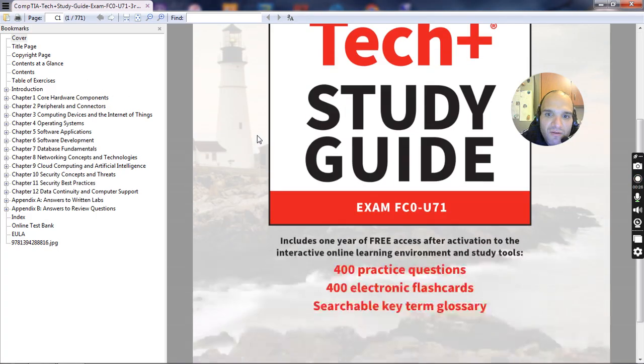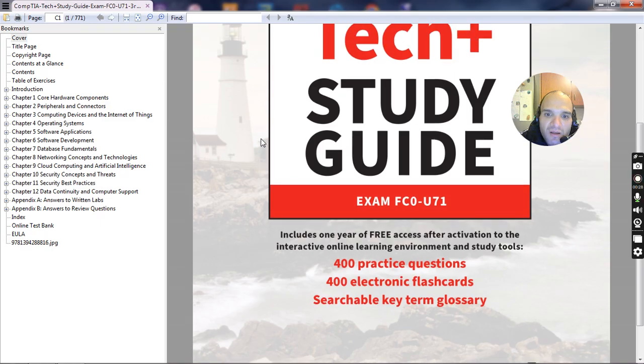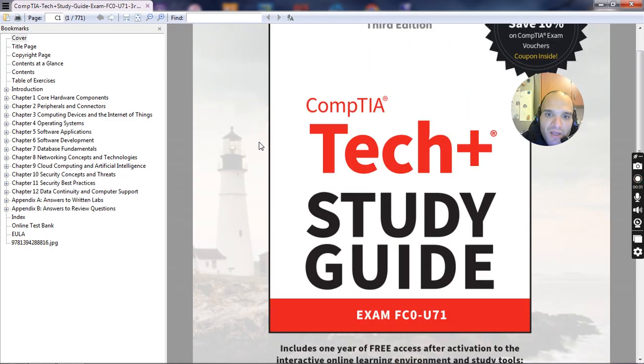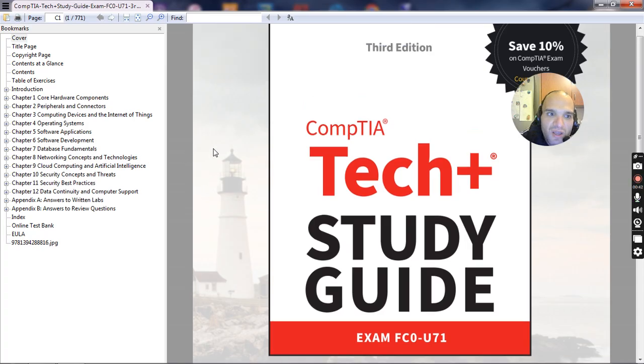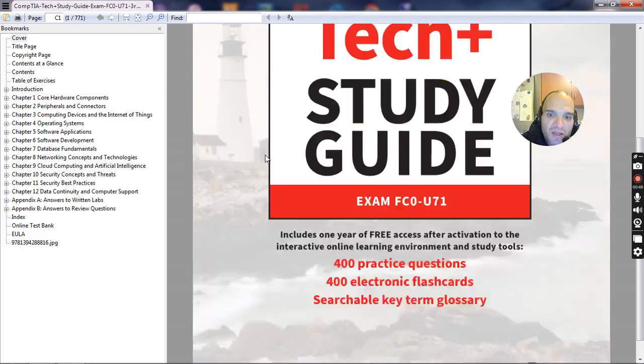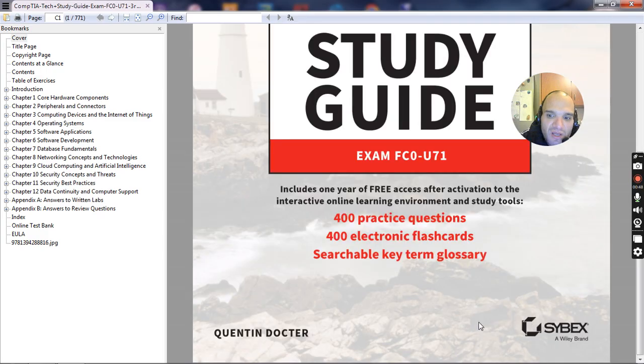In essence, the CompTIA Tech+ exam FC0-U71 is an introductory information technology certificate. As we see, the official guide from Cybex and from Quentin Docter includes 12 distinct chapters.